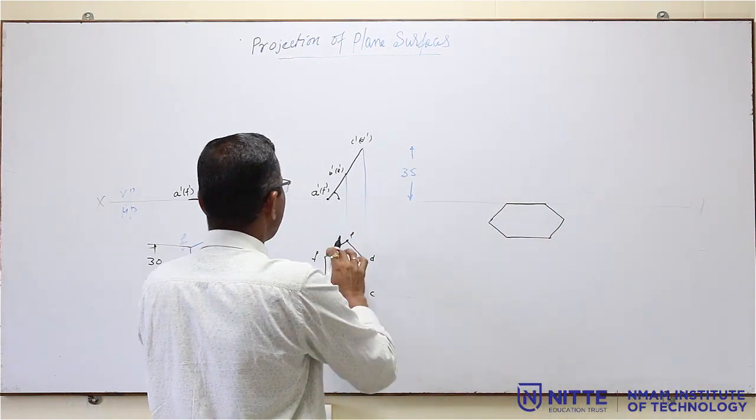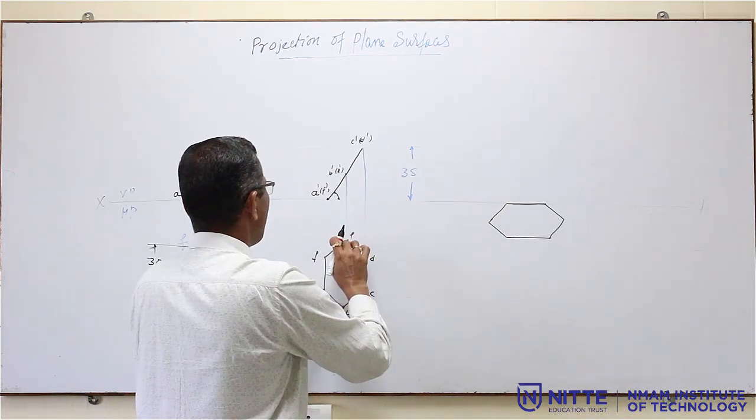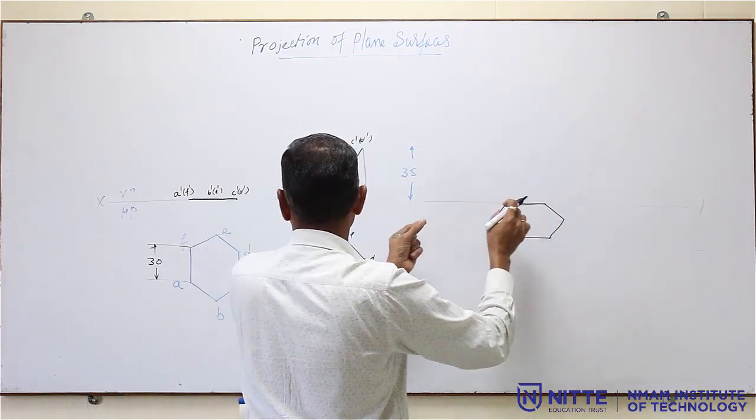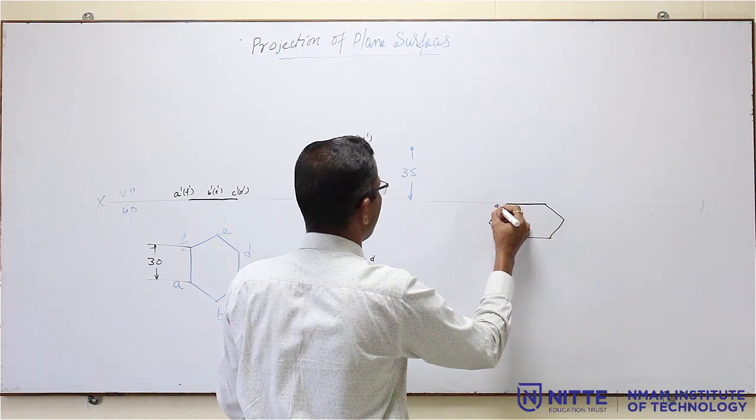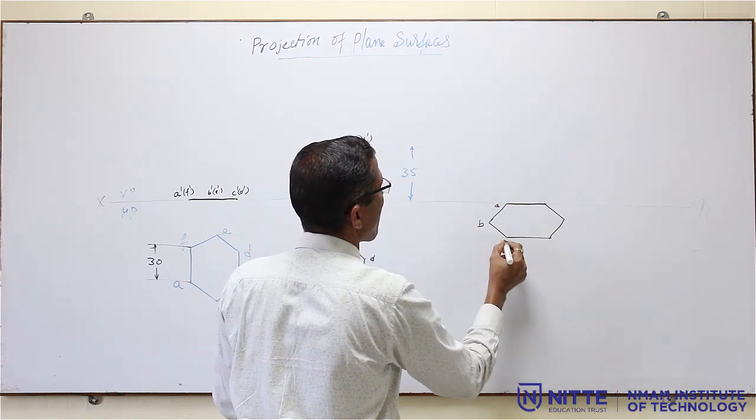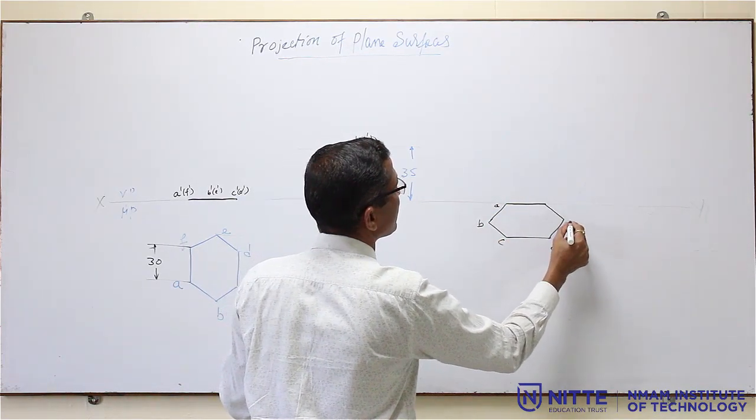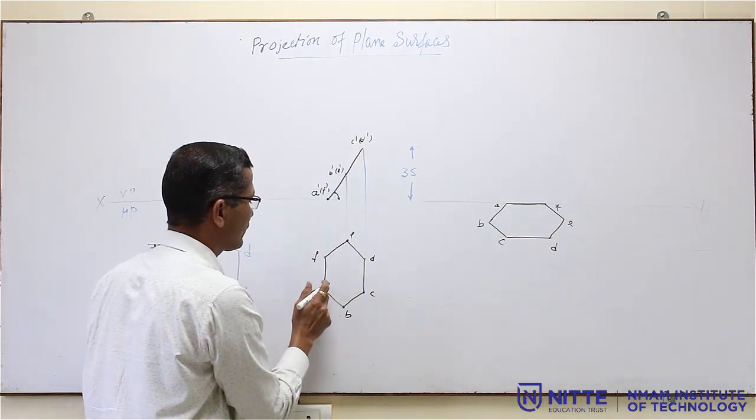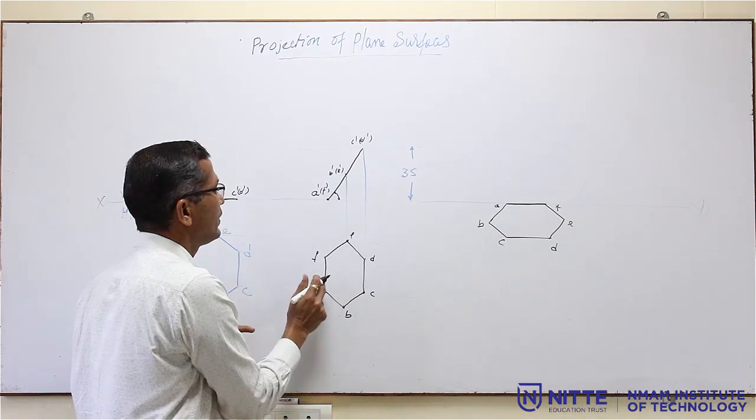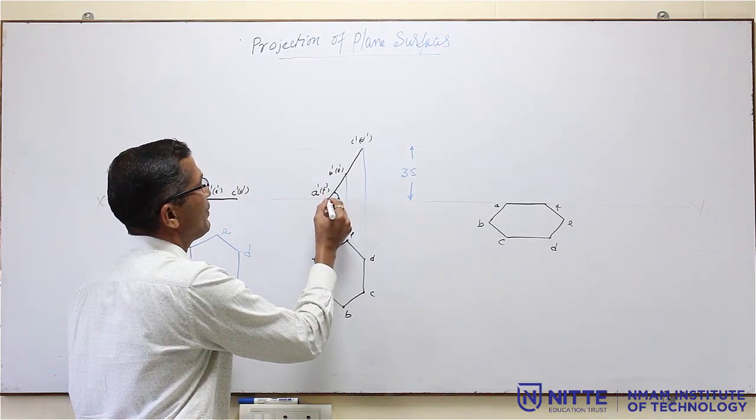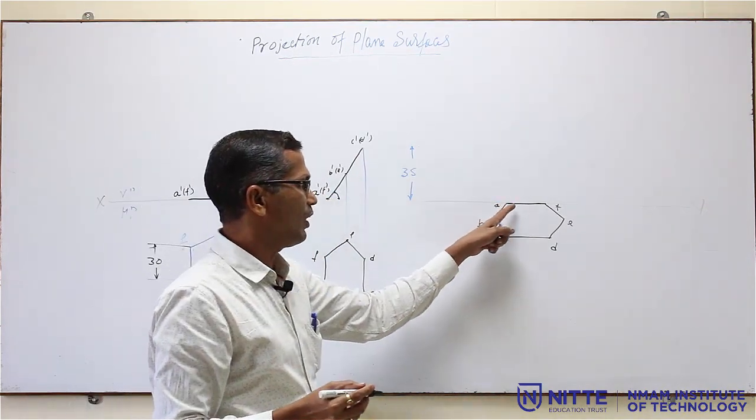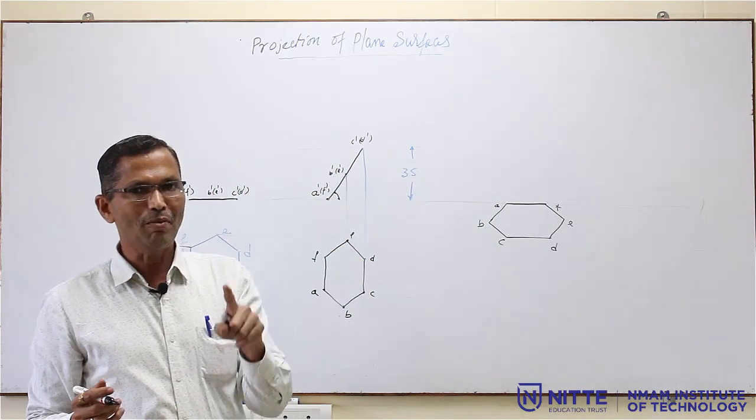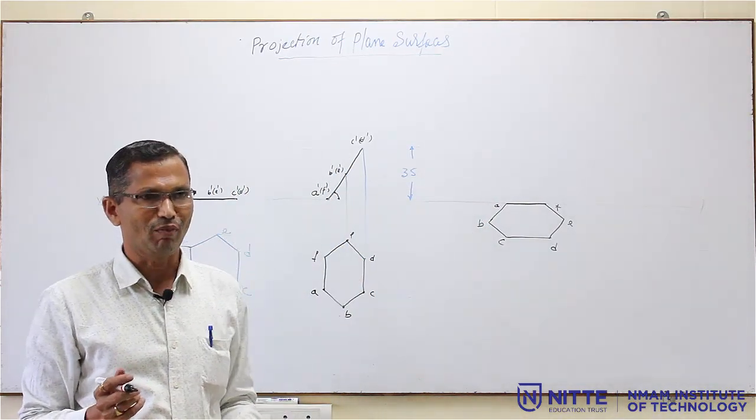But the condition is you have to copy and keep it here. This is A. We can see here AF is on the XY line because already AF is on HP. Now, AF is on VP. So, the same side touches both reference planes.